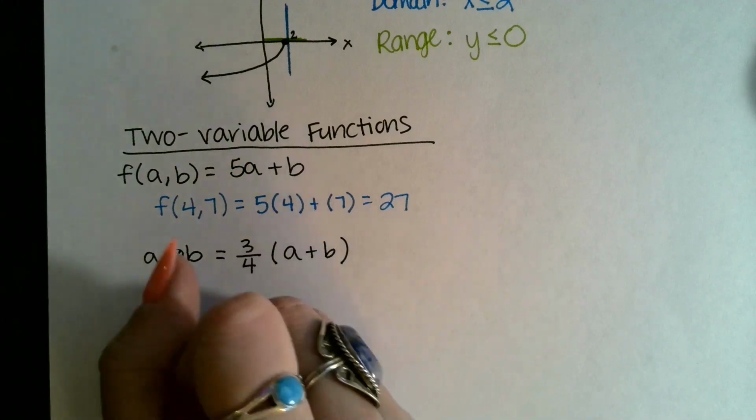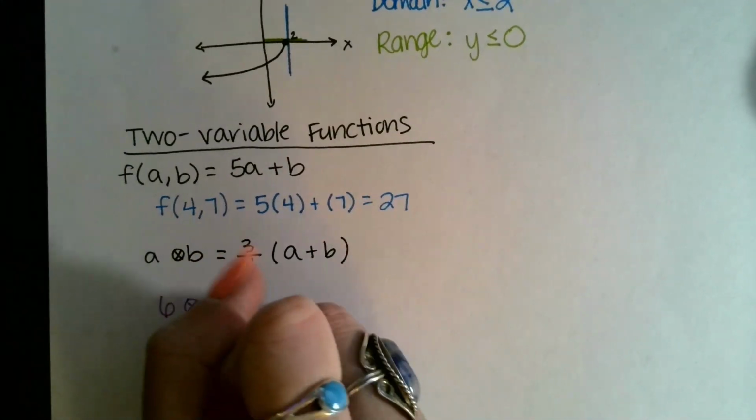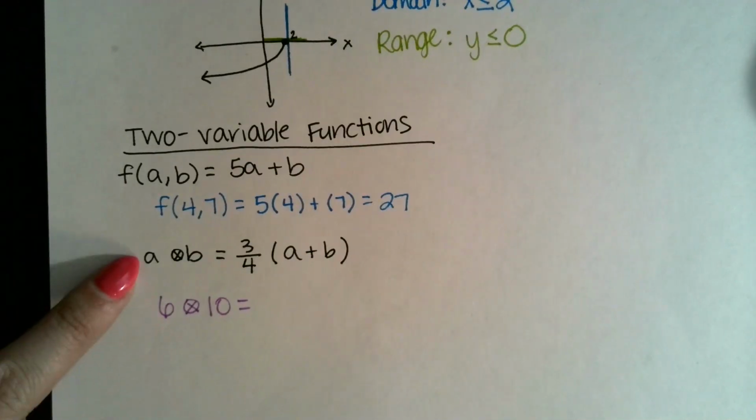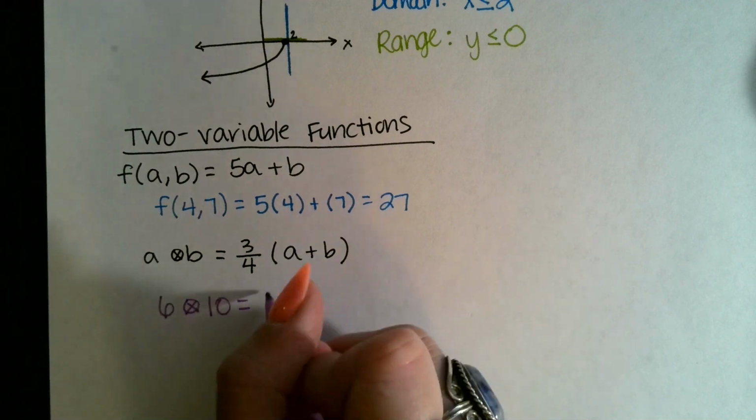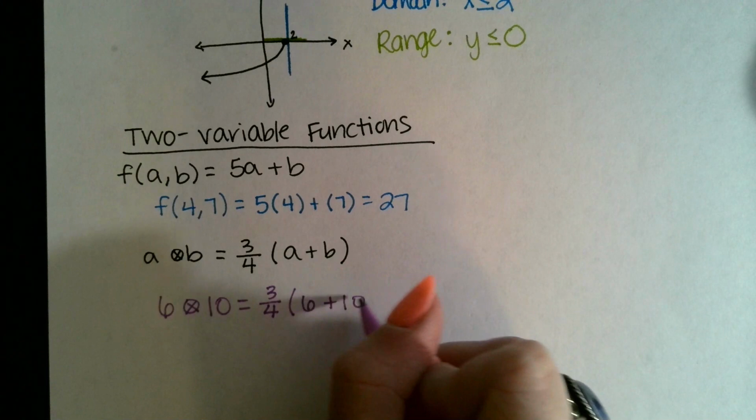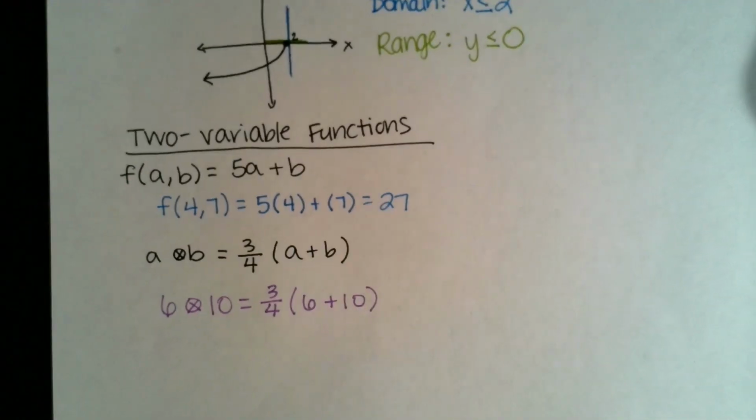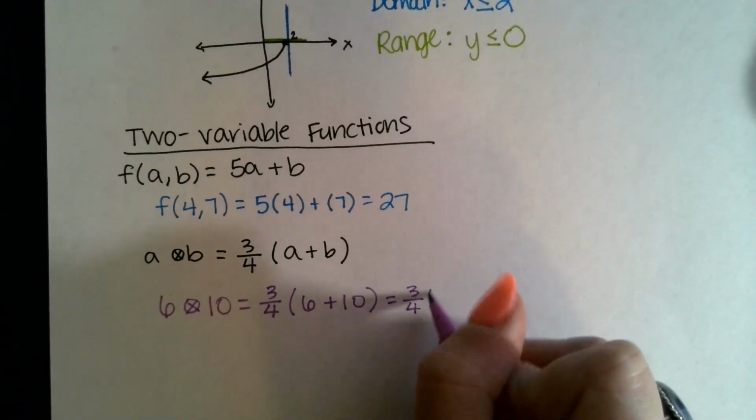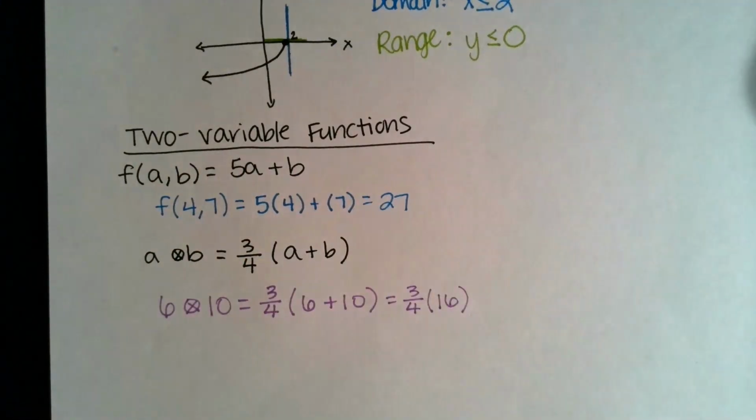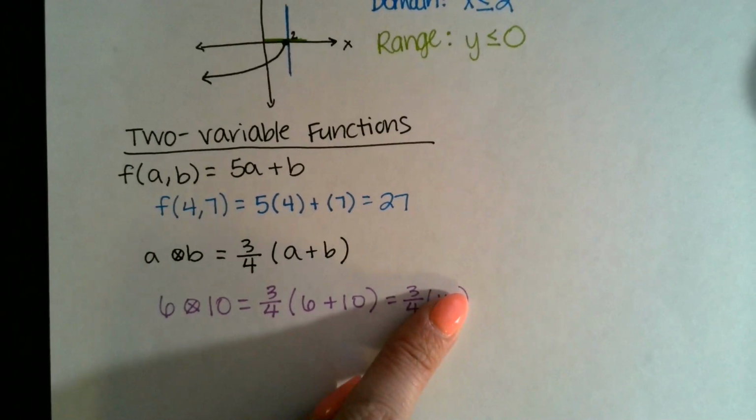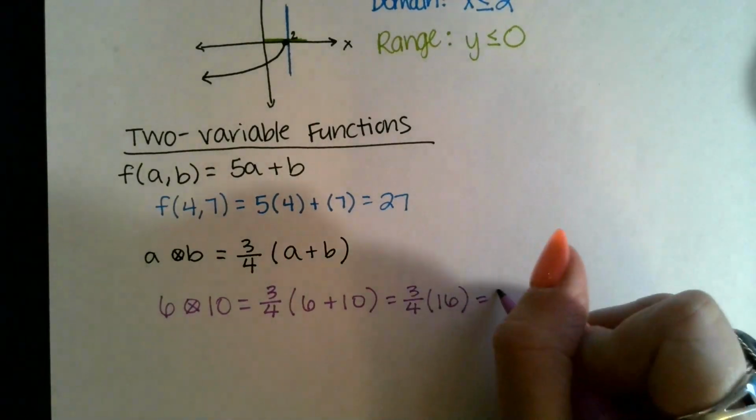So if I want you to find 6 with 10, 6 is A, 10 is B. It would be 3/4 of 6 plus 10. Well, 6 plus 10 is 16. So this is 3/4 of 16. And then in my brain, I say 16 divided by 4 is 4, times 3 is 12.